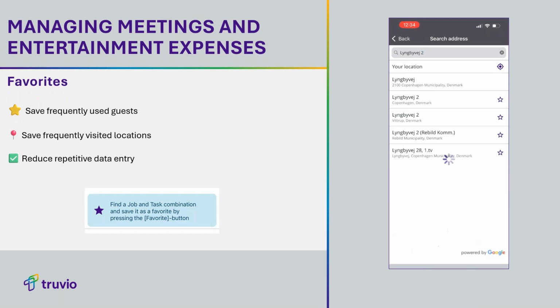And you save by clicking on the star next to the location or the name, for example. You can see it on the screen. And if you want to unsave it, you click on the star again.